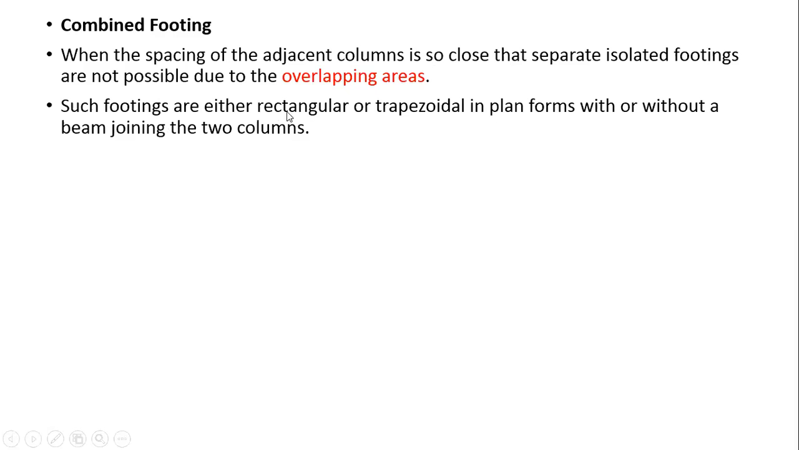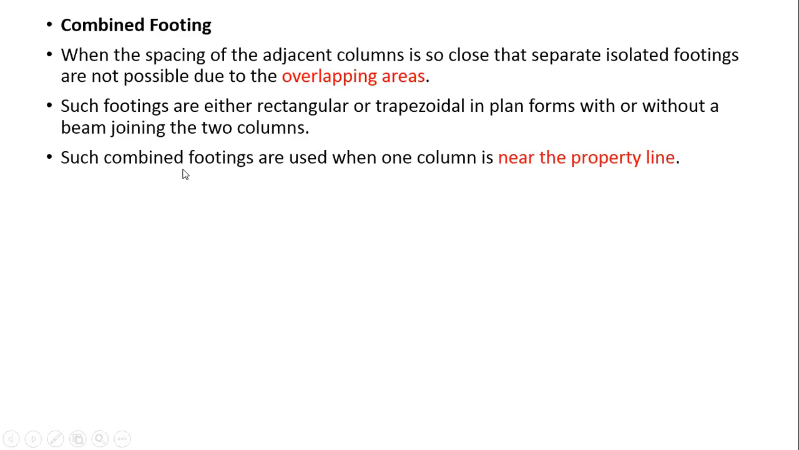Okay. So that combined footing, the shape of the combined footing may be rectangular or may be trapezoidal. Okay. With or without a beam joining the two columns. I will show you how it is provided now. Such combined footings are used when one column is near the property line. Now the property of this combined footing is that the first condition is that when the column footing areas are overlapping each other. This is the first condition.